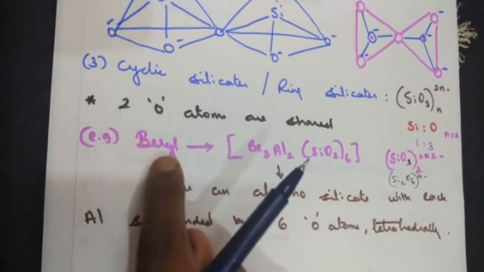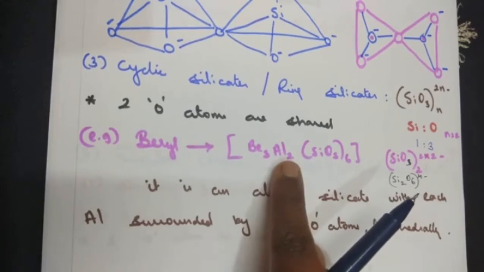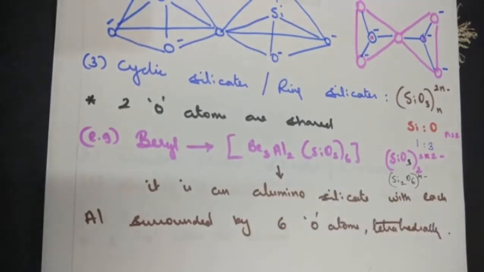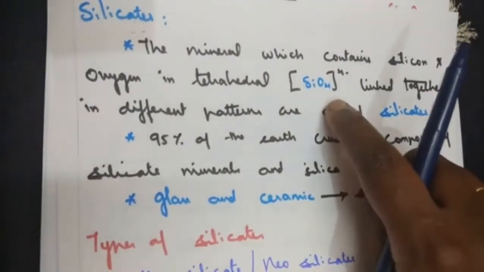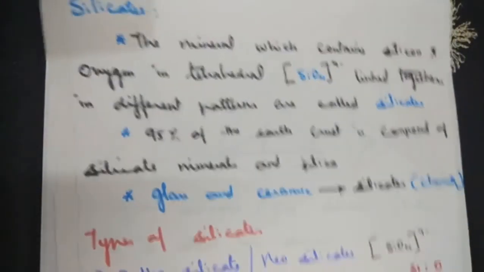Example, okay, beryl, that is Be3Al2Si6O18. How many oxygen atoms are shared here? Two oxygen atoms are shared. It's also called an aluminosilicate, with each aluminium surrounded by 6 oxygen atoms. Everywhere the unit remains the same, SiO4. The pattern of arrangement alone differs.